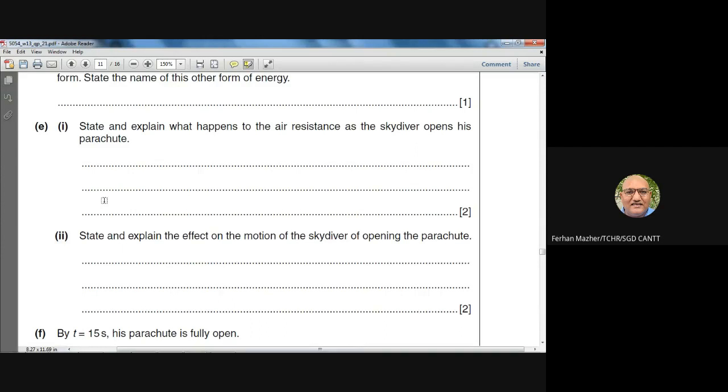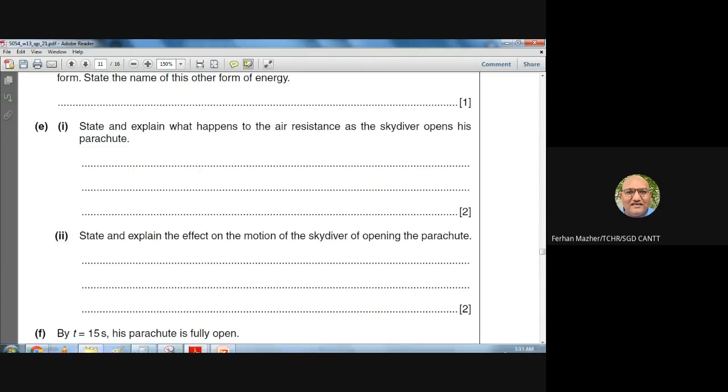The second part is: state and explain the effect on the motion of the skydiver of opening the parachute. When he opens his parachute, because he's receiving a lot of air resistance, his air resistance is more than his weight, and the air resistance direction is upward. He's falling downward, so the resultant force will be upward. The acceleration will be in the upward direction, opposite to the motion of the body. So it will be deceleration basically, and the body will start slowing down. It will act like brakes are applied.